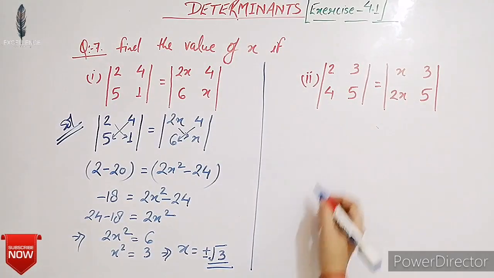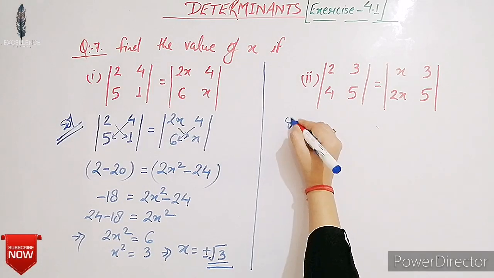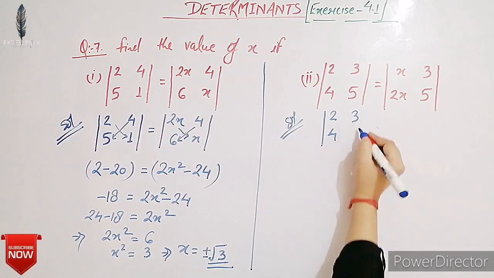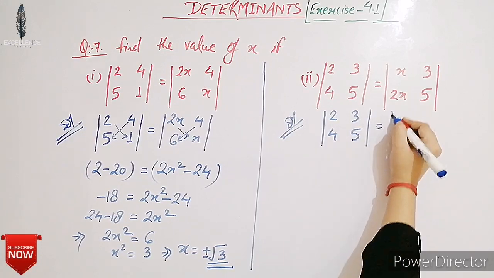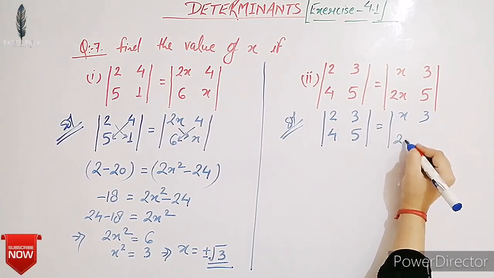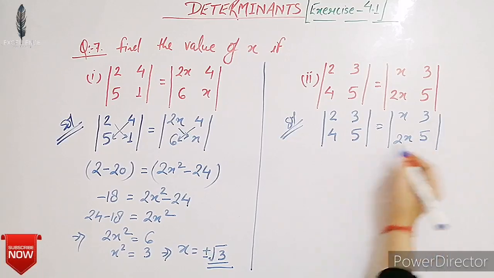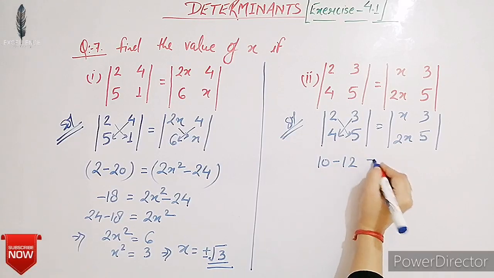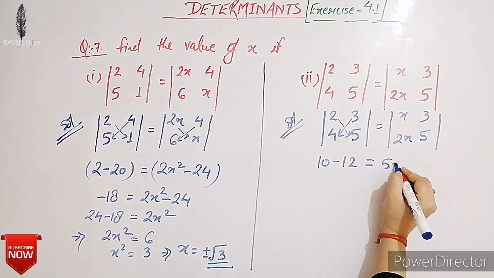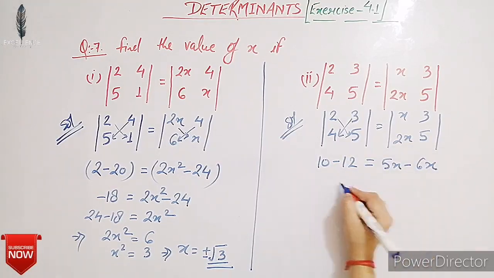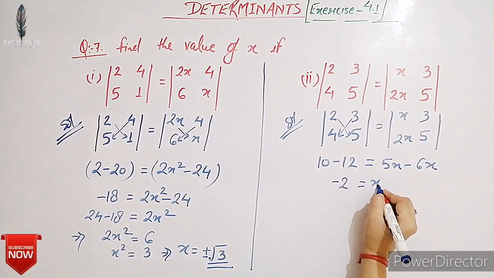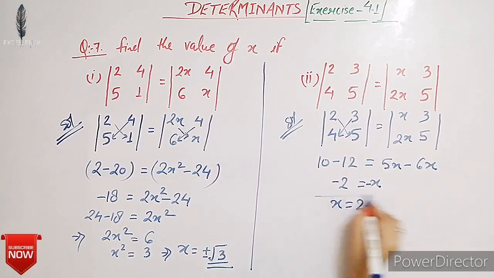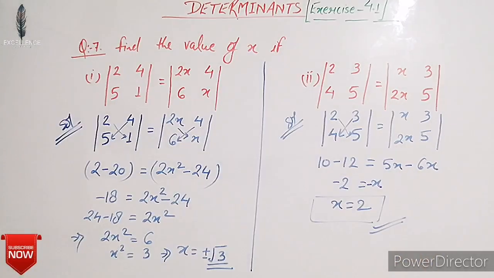Let's see the next part. Here the first determinant is 2, 4, 3, 5 is equal to x, 3, 2x, 5. On evaluating, we get 2 into 5, 10 minus 12 is equal to 5x minus 6x. Minus 2 equals 5x minus 6x, that is minus x. So here x equals 2 is the required value of x.